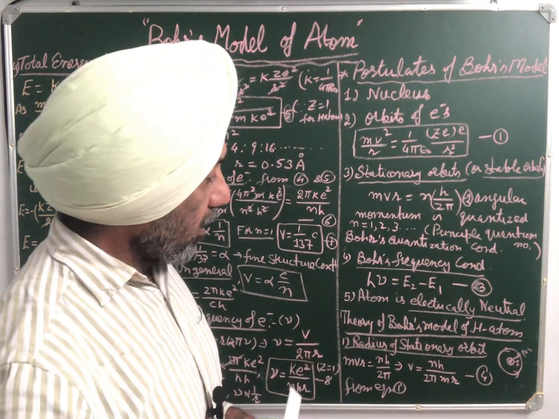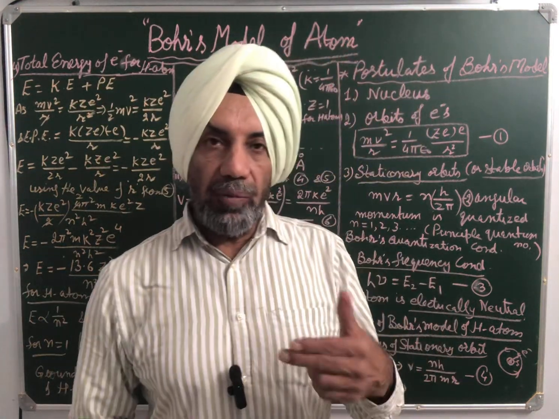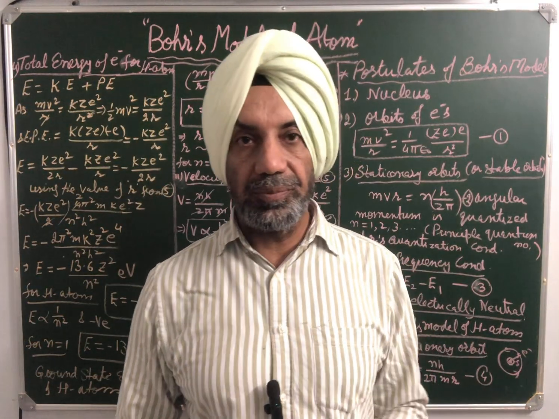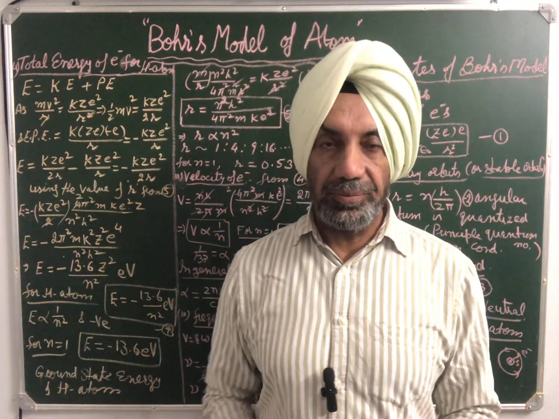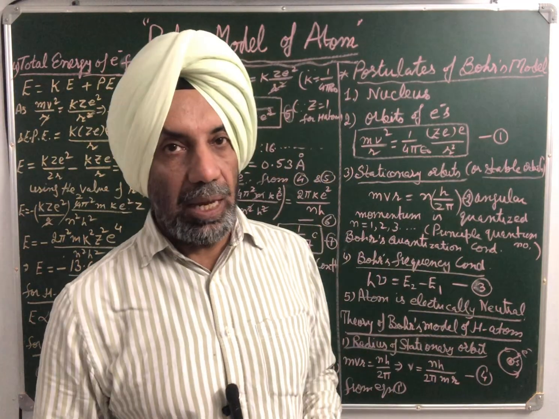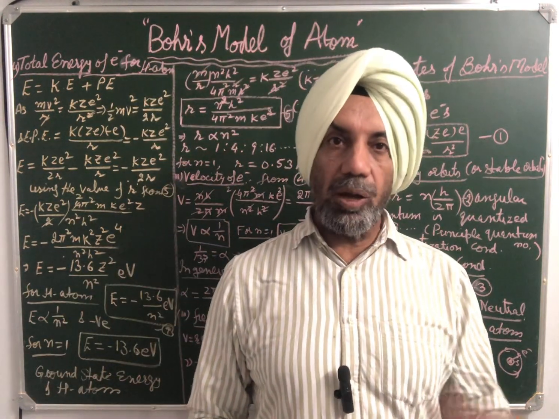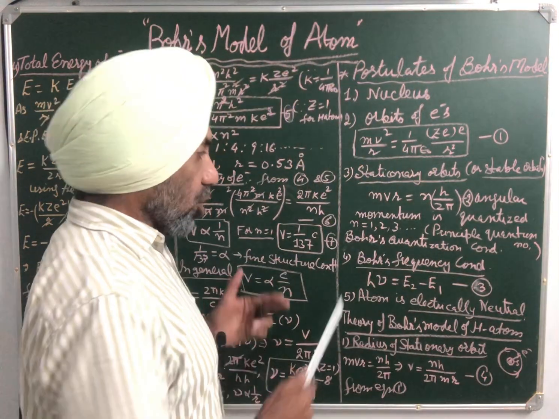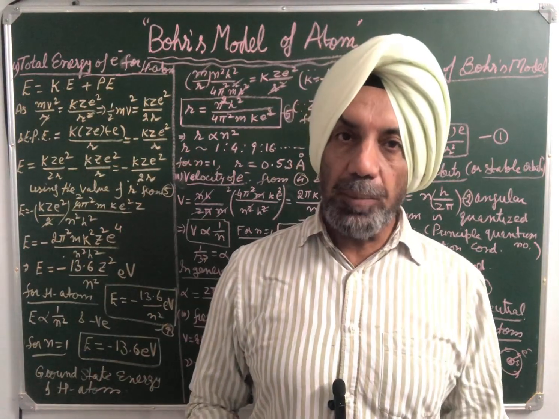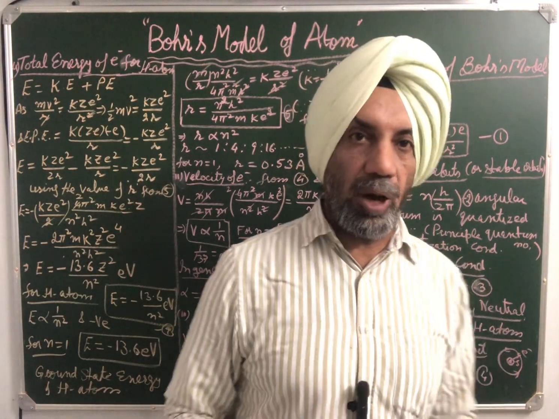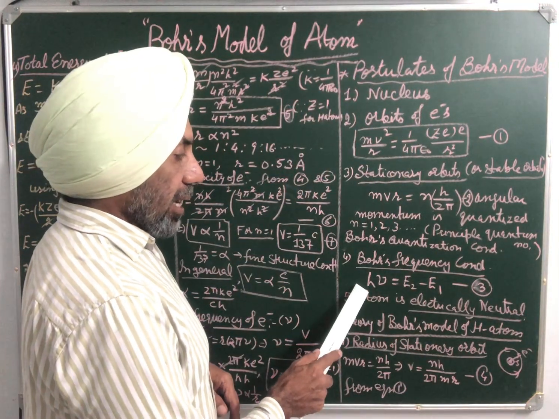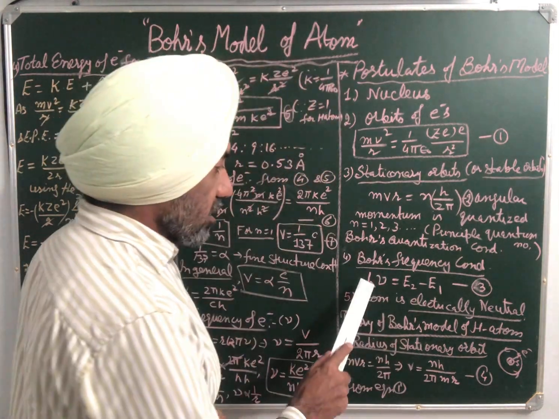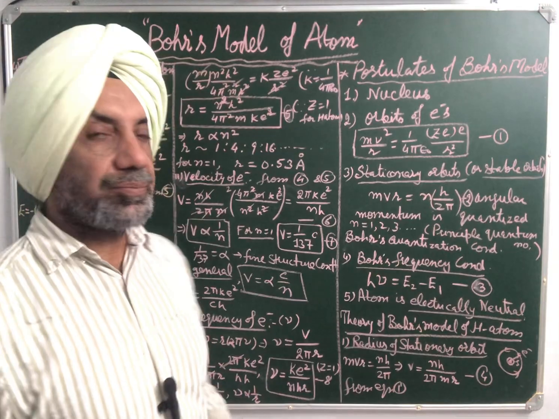And fourth, according to Bohr's model of atom, when an electron jumps from a higher stable orbit to a lower stable orbit, energy is emitted in the form of radiation, and when an electron jumps from a lower orbit to a higher orbit, energy is absorbed. So the amount of energy emitted or absorbed when an electron jumps from one stable orbit to another is given by hν = E2 − E1. This is known as Bohr's frequency condition.